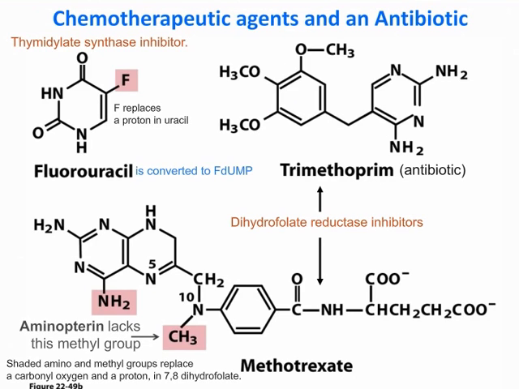So here again, same drugs that we saw in the previous slide. Fluorouracil is converted to FdUMP, which inhibits thymidylate synthase, and then trimethoprim and methotrexate inhibit dihydrofolate reductase. So know which drugs inhibit which process.